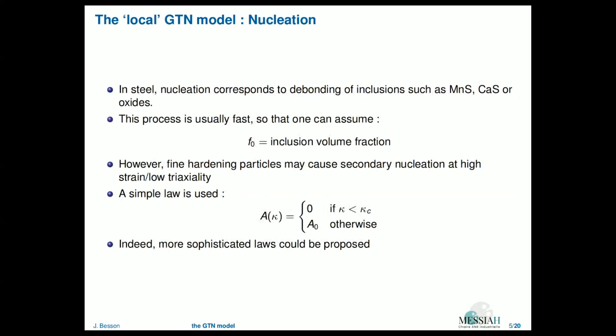Okay, so we use a very simple nucleation model. As previously said, we have coarse particles. So we consider the volume fraction of coarse particles as our initial void volume fraction. And then we have a very simple nucleation law, which is given here. So the rate of nucleation is 0 below a critical strain. And when you go above a critical strain, it's a constant. Once again, it's a purely numerical study, so we can basically do what we want. Indeed, we could use more sophisticated models, but this would need to be fitted on experiments.